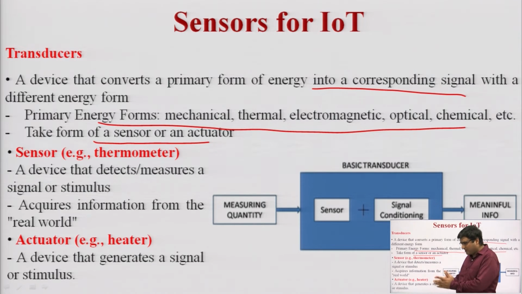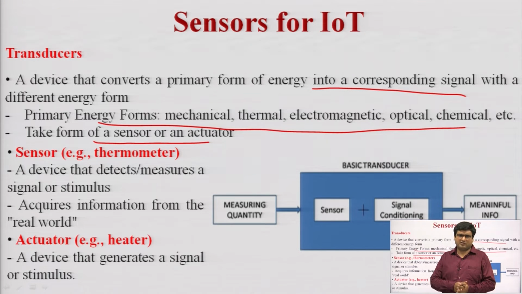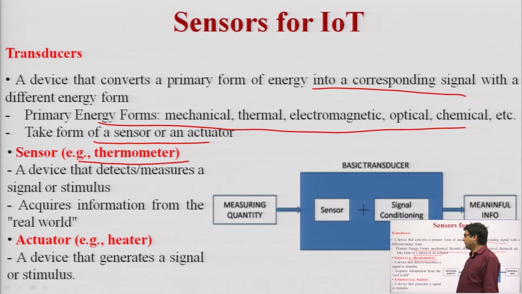So, basically a sensor is a part of a transducer. Sensor and actuator are both parts of a transducer. A transducer converts one form of energy into another, but a sensor or actuator converts one form of energy into the same form of energy. For example, a sensor is a thermometer. We have seen in a previous slide that a thermometer converts real world data into measurable values.